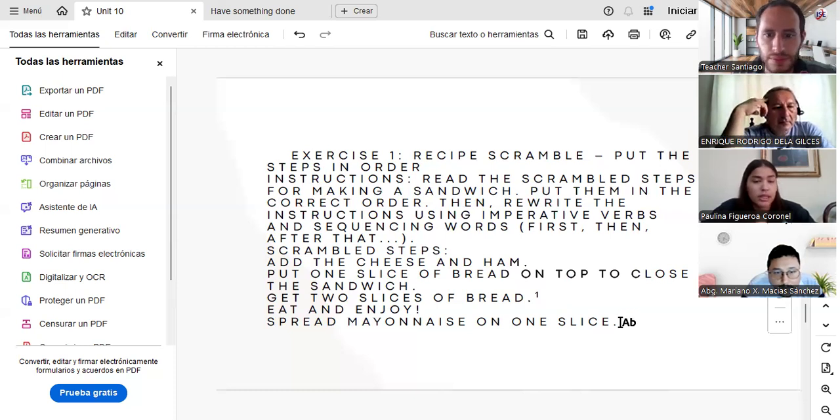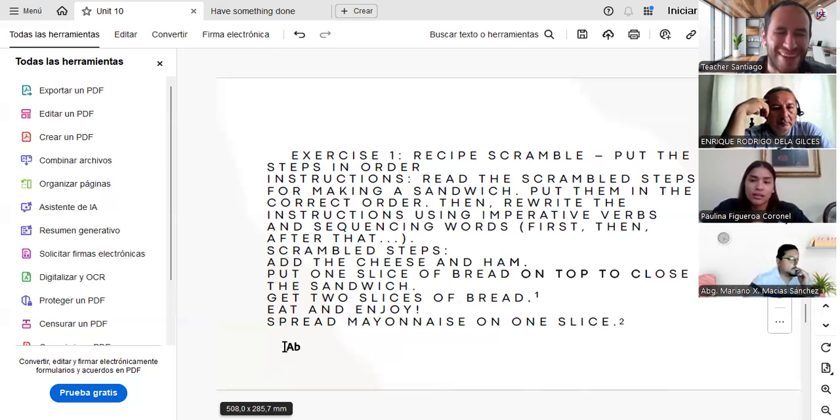Spread mayonnaise on one slice. Mayonnaise, number 2. Okay, what's the meaning of spread? Paulina, what do you think? What do you know? Como esparcir o colocar. Esparcir. Good job, Paulina. Well done.